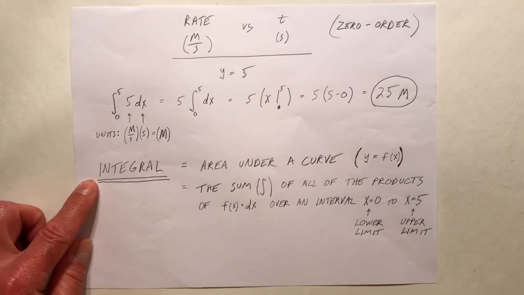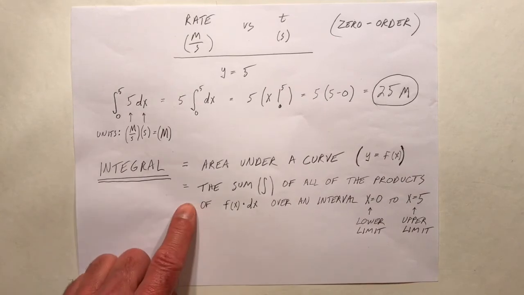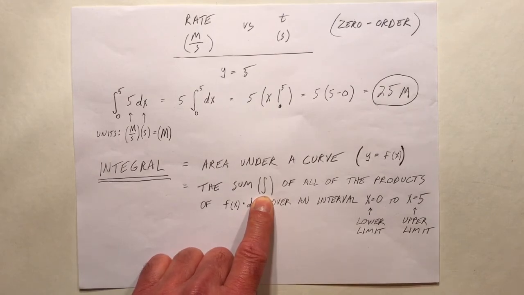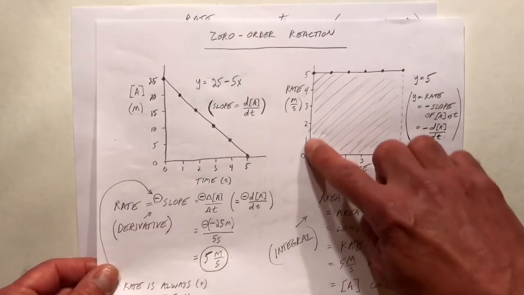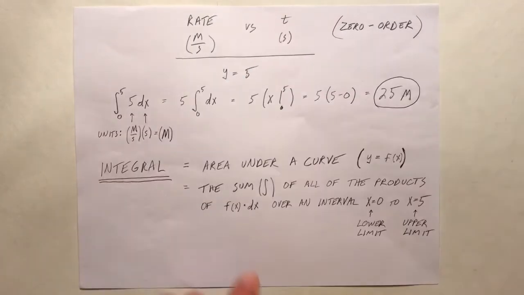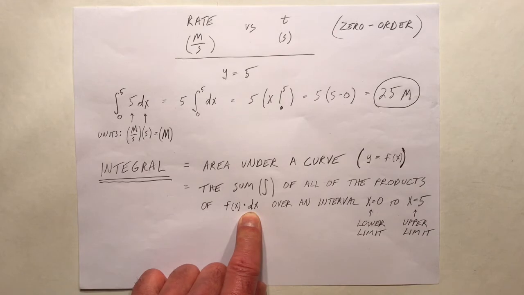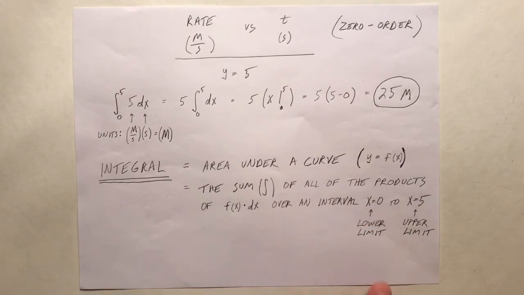This gives us the integral, or the area under the curve, for any equation y equals f of x. The reason that we use that kind of elongated s for an integral is because it really is a sum of all of the products of f of x, which is the y value at any point on the curve, multiplied by dx, the infinitesimal change in the x value, at every point along the x-axis. And that's summed up over the interval from a lower limit of x equals 0 to an upper limit of x equals 5.